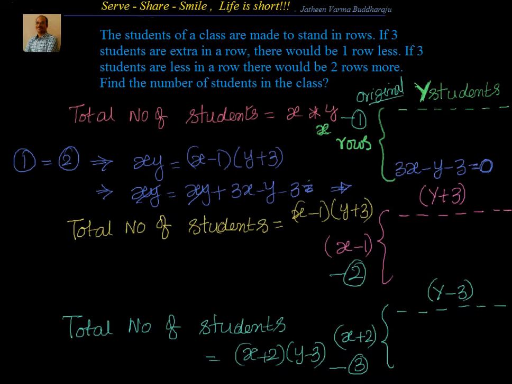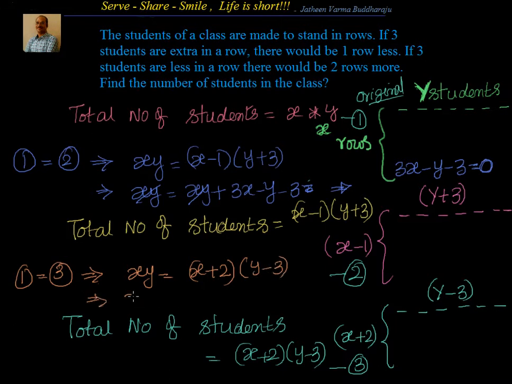Now let's look at the next. What we will do, we will take again 1 and 3, we will equate them. We will say 1 equal to 3 because the number of students are not changed. I can say xy is equal to (x plus 2) into (y minus 3), and if I simplify, I'll have xy equal to, we know how to do this multiplication, xy minus 3x plus 2y minus 6. xy if I cancel and multiply this with minus, I will have 3x minus 2y plus 6 equal to 0.